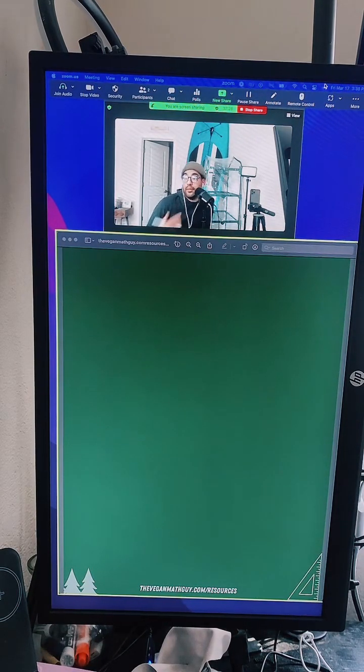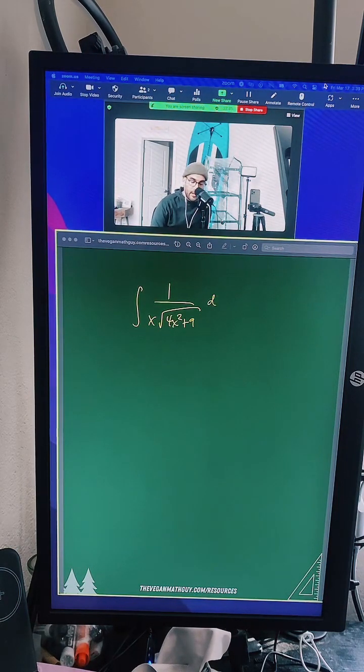Okay, so let's go ahead and do this one. This will be an antiderivative, so let's recreate it: the integral of 1 over x root 4x squared plus 9 dx. And as I'm writing this, I would love your suggestions.